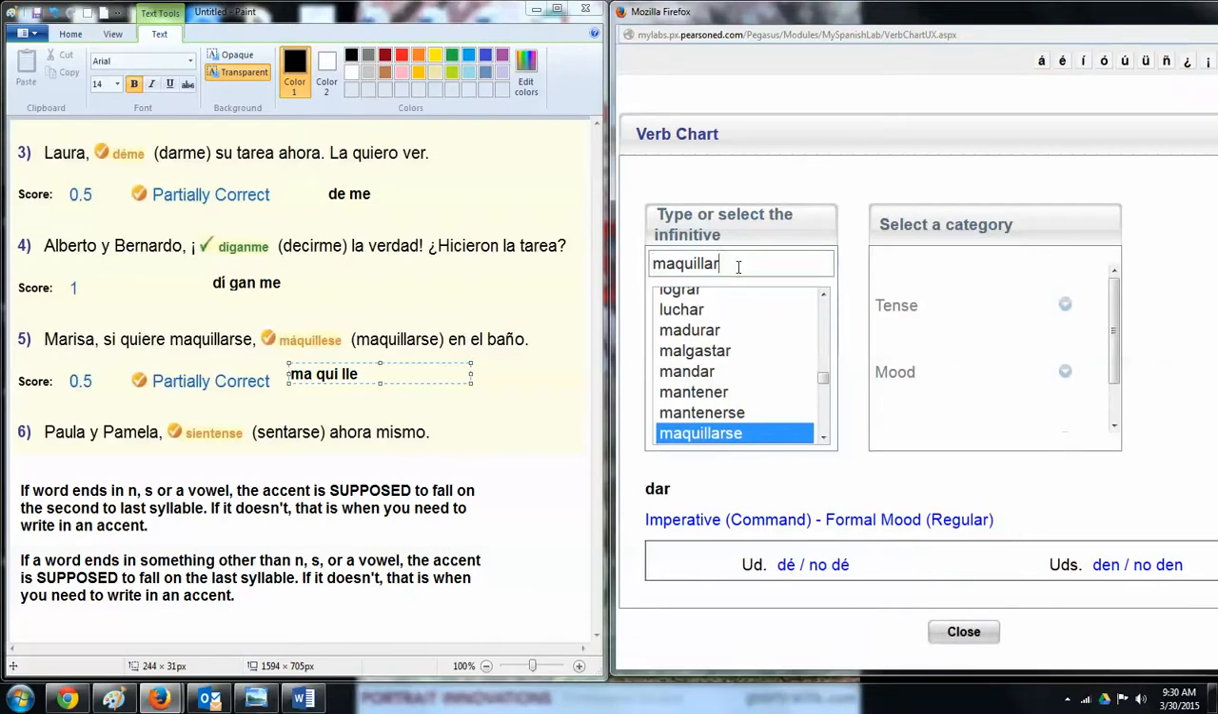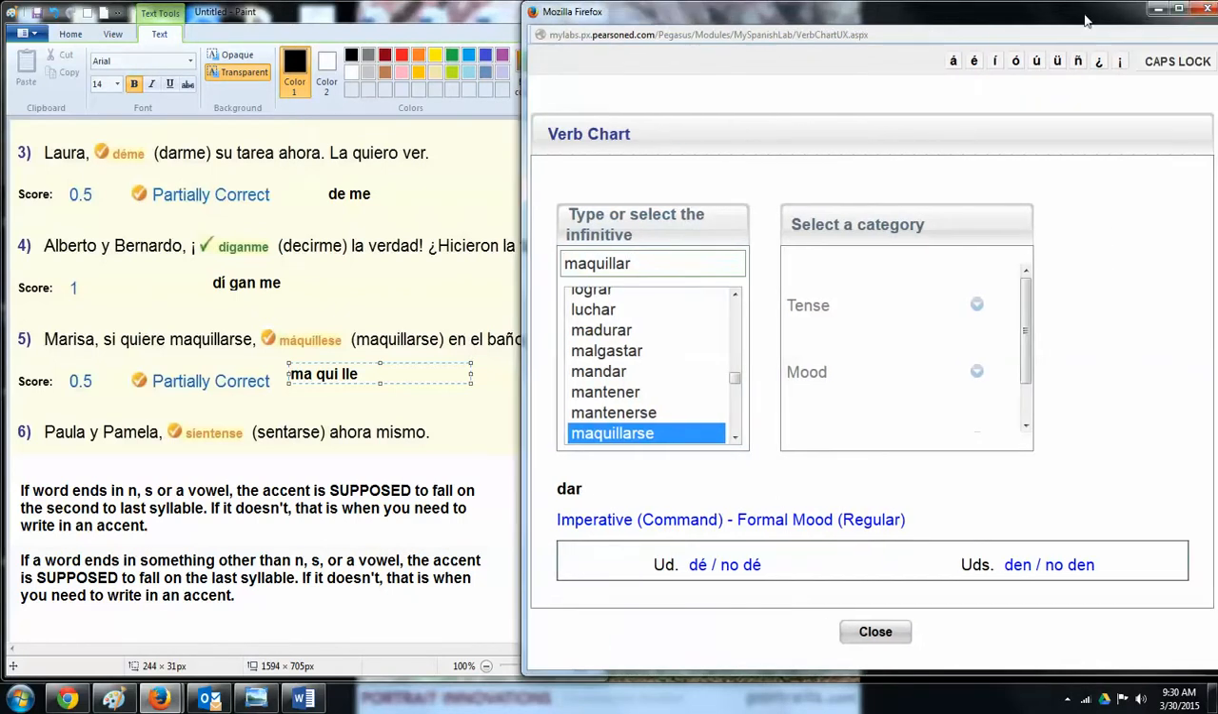Oh, it's still doing dar for some reason. I'm not really sure why it wants to do dar.